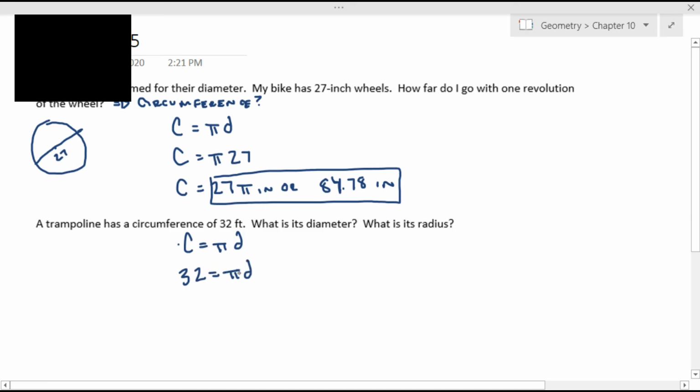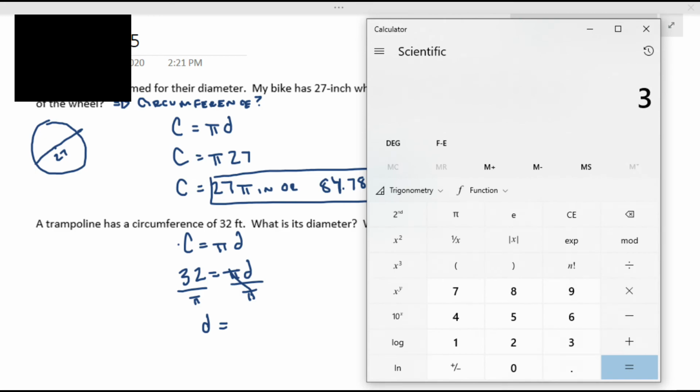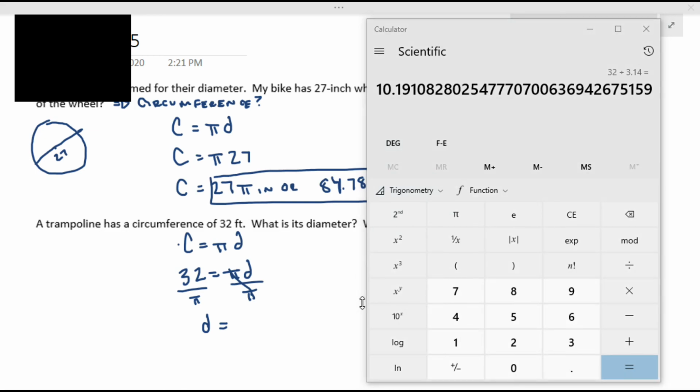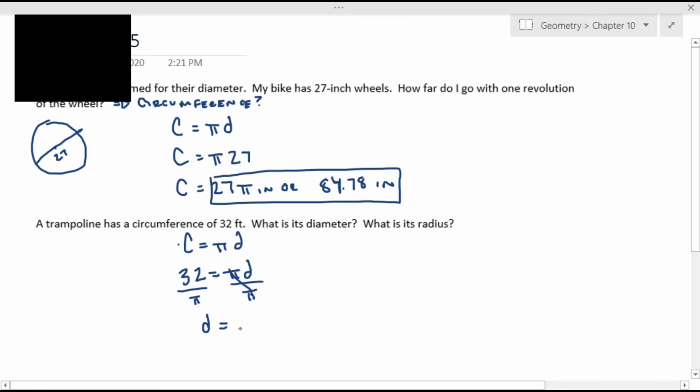If I want to solve for the diameter, pi and the diameter are multiplying. So how do I undo that? I divide. 32 divided by pi. So the diameter is going to be 32 divided by 3.14, which is 10.19. That's the diameter.